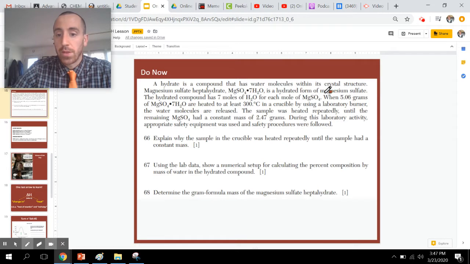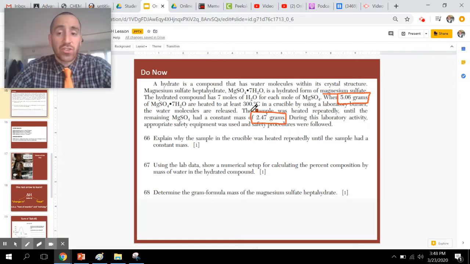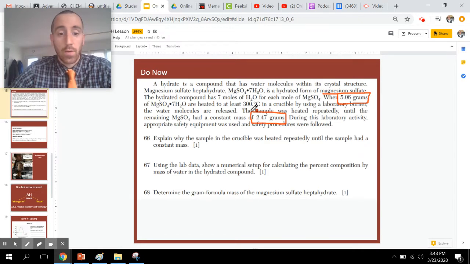So we started out with 5.06 grams of the hydrated compound, and they kept heating it and heating it and heating it until it was 2.47 grams, and it never changed. Okay, why? Number 66 is saying, why did you keep heating it? The answer is you just want to make sure you got rid of all the water. You're going to ensure that there's no water left over in the substance.